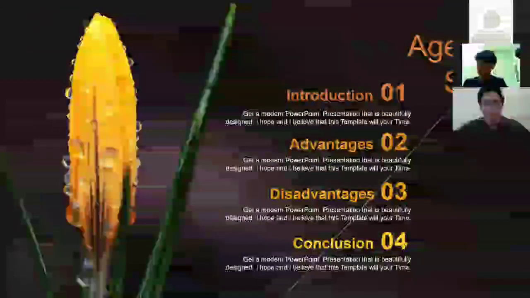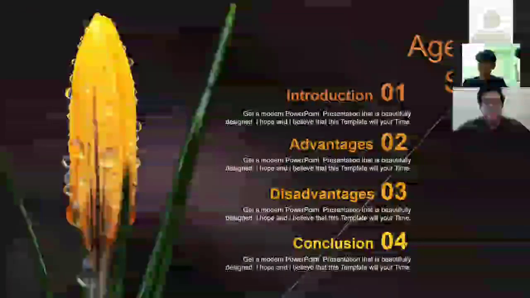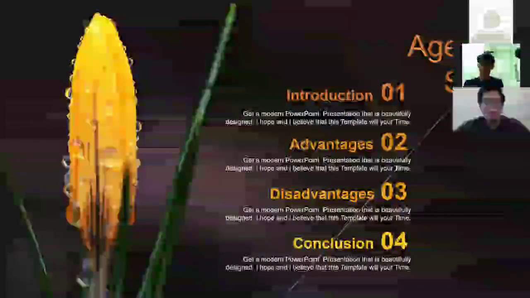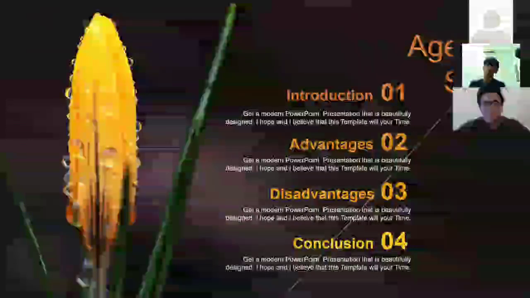This is our topic, the advantages and disadvantages of GMO. So this is our flow. First, we will present an introduction about GMO, then the advantages, disadvantages, and conclusion.